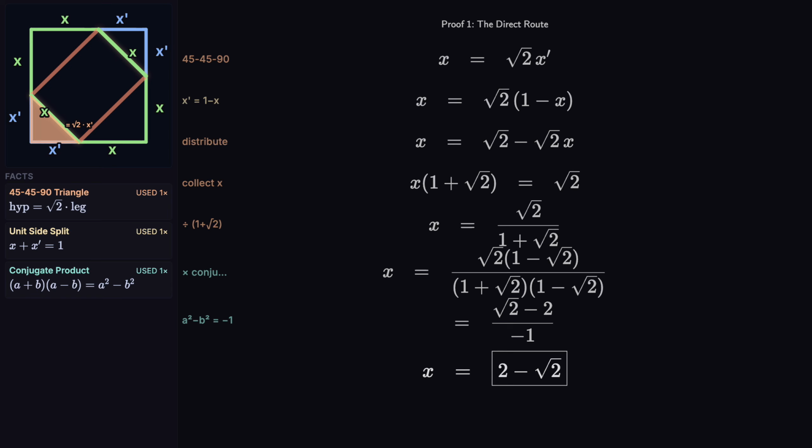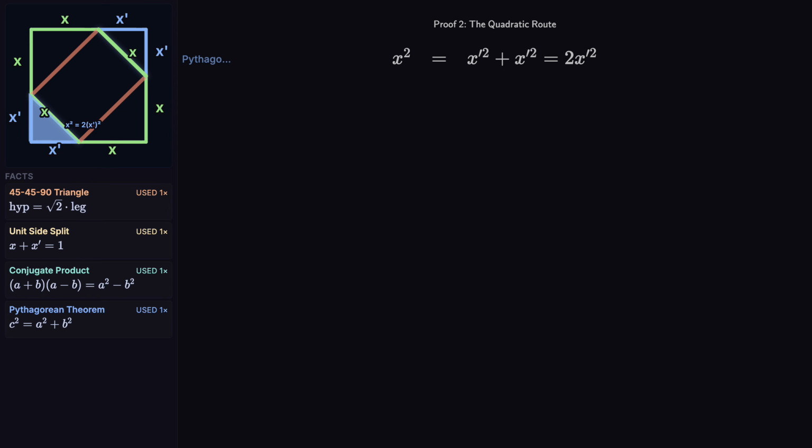Dividing by negative 1 flips the sign. And we arrive at x equals 2 minus root 2. That is roughly 0.586. Proof 1 is complete. Now let's try proof 2. We start from the exact same corner triangle at vertex A. Same legs of length x prime, same hypotenuse x.